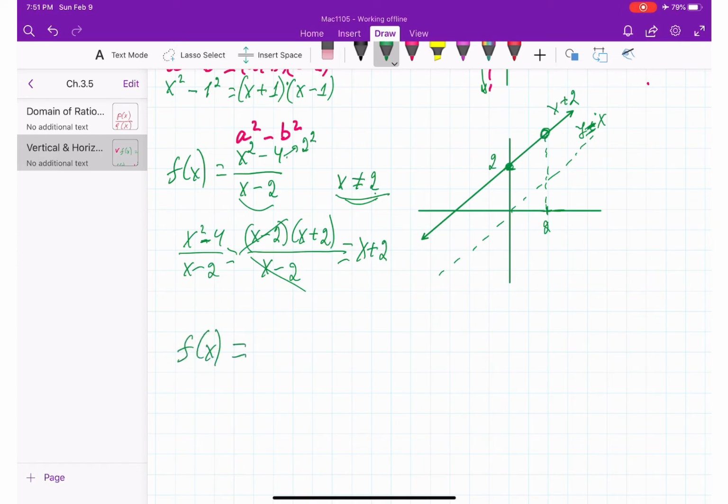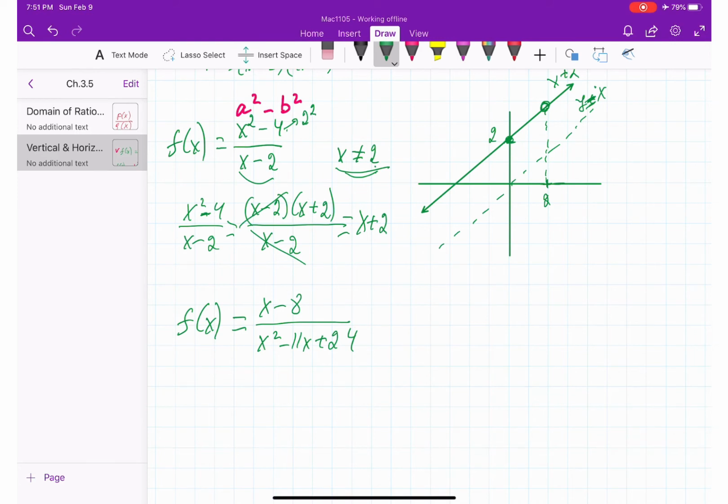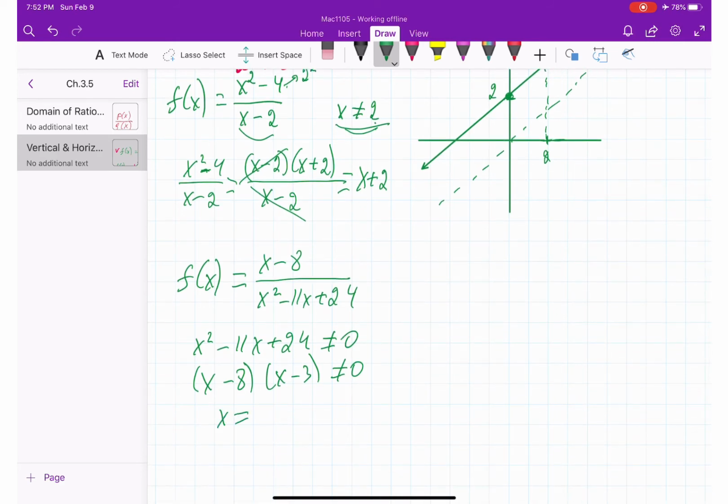F of x is equal to x minus 8 over x squared minus 11x plus 24. So practically, we can't just look at the expression x squared minus 11x plus 24 and figure out what x cannot be. Therefore, we are going to solve it. X squared minus 11x plus 24 cannot be equal to 0, right? We are going to factor it. It's going to be x minus 8 times x minus 3. It cannot be equal to 0. And from here, x cannot be equal to 8 and x cannot be equal to 3.